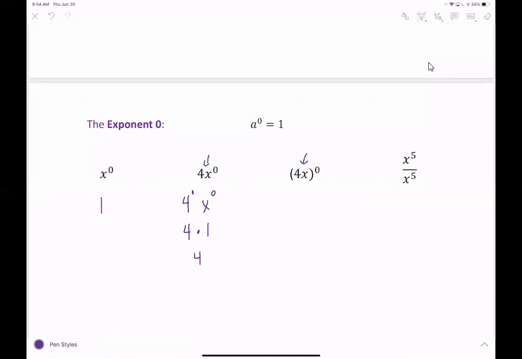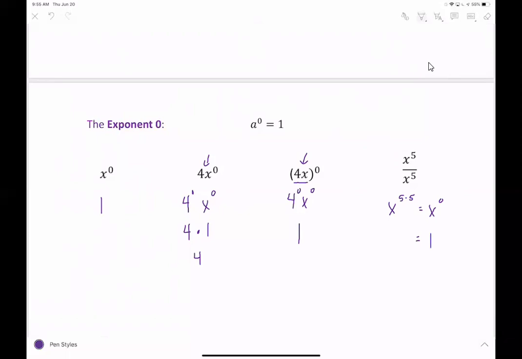The difference is the parentheses. Remember what I was saying earlier about parentheses: think about the power rule. If I have this 4x in the parentheses, then that means the 0 is applied to both of those bases. Since both of those bases have an exponent of 0, the whole thing is just 1. And the last thing here, if I look at the quotient rule, subtracting, notice 5 minus 5 is 0, so this term simplifies to a 1.